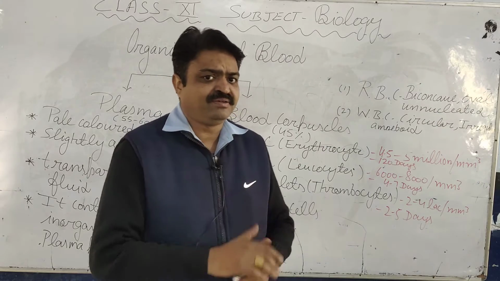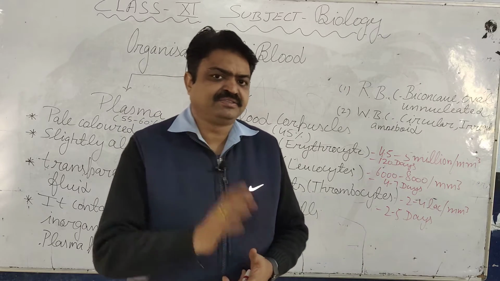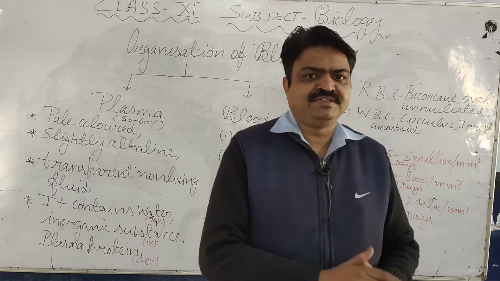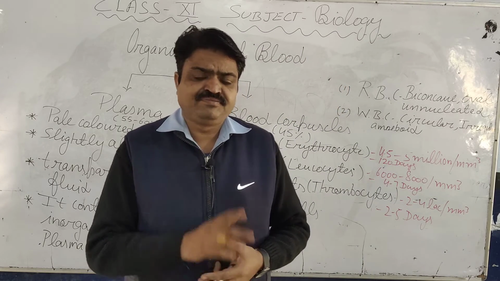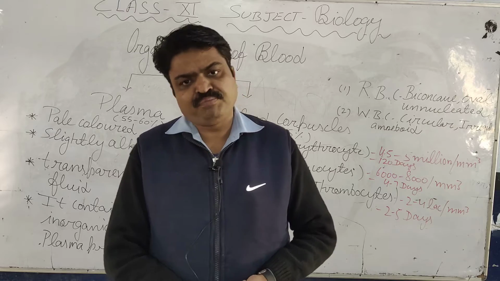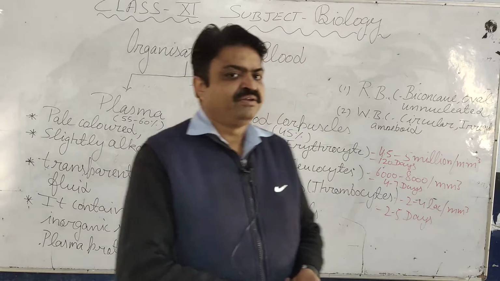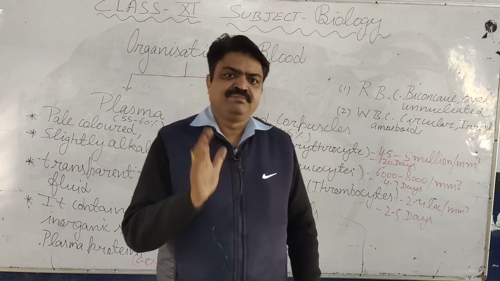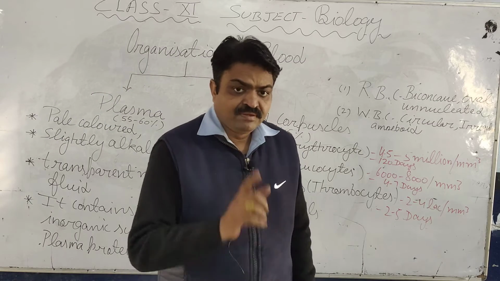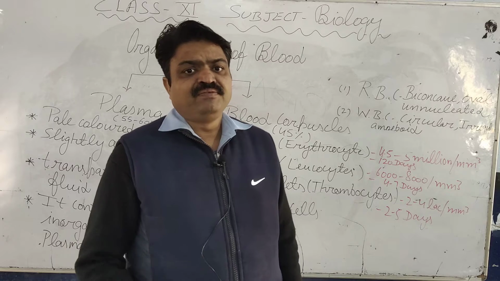Today we are starting the new topic, and it is related to the organization of blood, student. Blood is organized with the help of two types of components. The first component is known as plasma, and the second component is known as blood corpuscles. What is plasma, student?